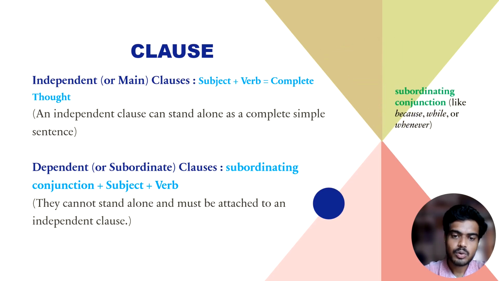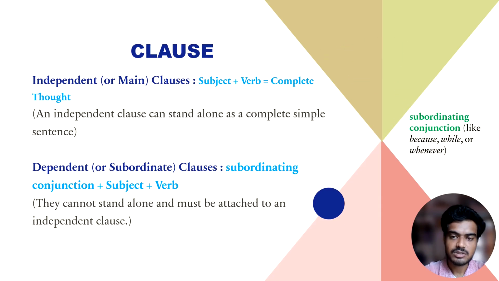Next, we must know what is subordinating conjunction. Subordinating conjunction is the words that links a dependent clause and a independent clause. Okay, such words are because, while, whenever, and etc.